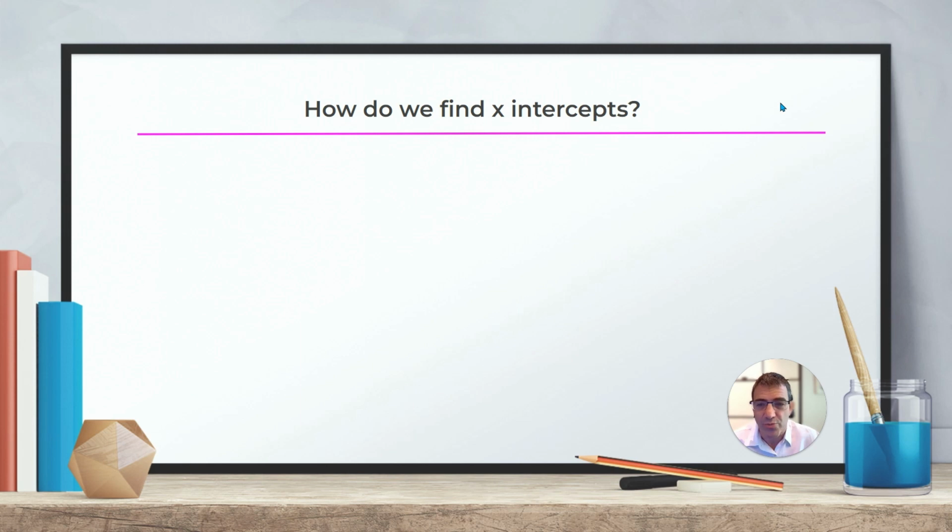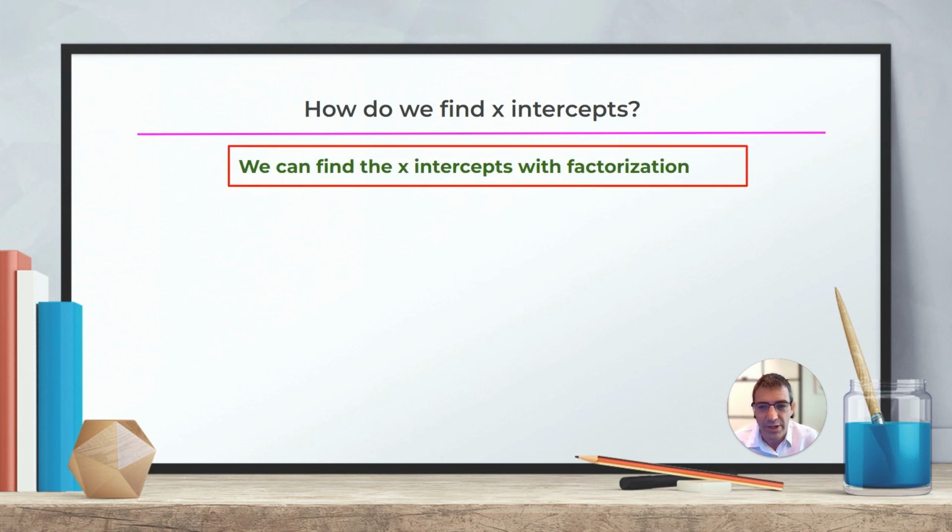So in our introduction we highlighted the fact that we actually have four important values when it comes to quadratic equations. The first one being the y-intercept, which is the c value, and then we had two x-intercepts, which are going to happen sometimes but not every time, and then we have a minimum point. So today we're going to focus on how we can find the x-intercept with factorization.